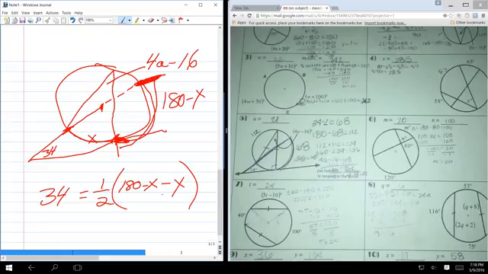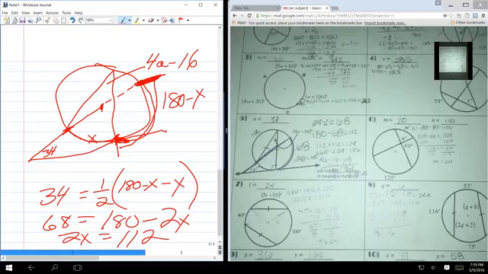Now, does that allow us to solve for x? Yes. So we get 68 equals 180 minus 2x. I'll bring the 2x on the other side, move the 68 to this side. I get 2x is equal to 112. So x is equal to 56. So this measurement from there to there is 56. Let me label it in my drawing.